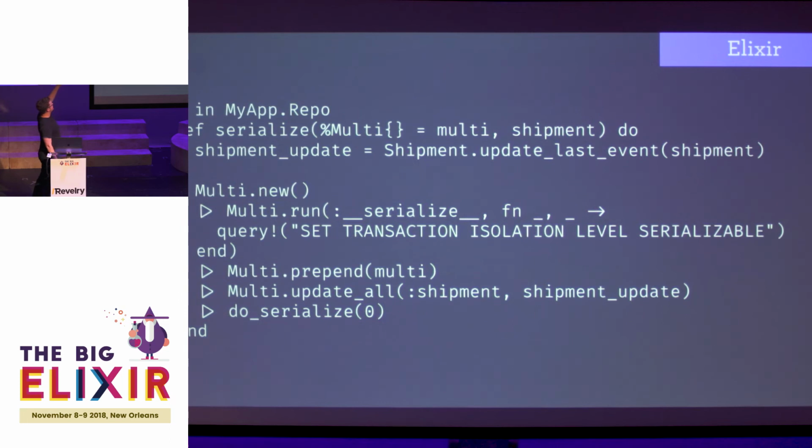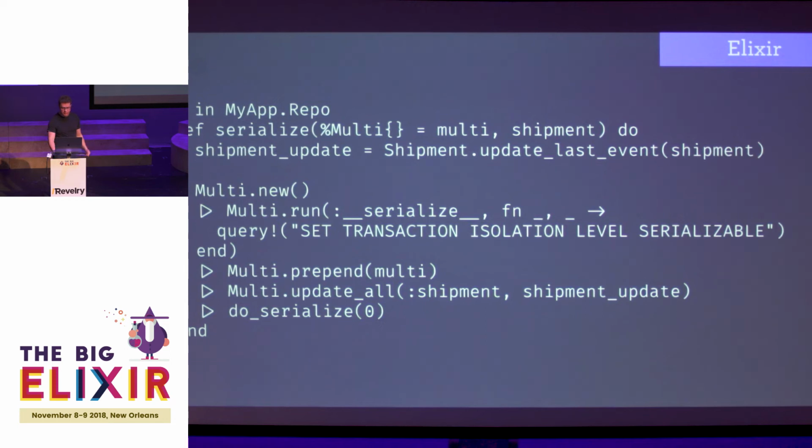But the idea is we get a multi. So this is in my app.repo. You can put custom functions there, by the way. It's a module. So we're going to call it serialize. It takes whatever multi we're working with. It takes the shipment. This is the thing we're serializing around. And then we need to prepend this set transaction isolation level directive. This has to come first in your transaction. If you make any changes and then try to run this, Postgres will be like, nope, can't do that. It's too late. And then we also handle updating the shipment so that we guarantee.